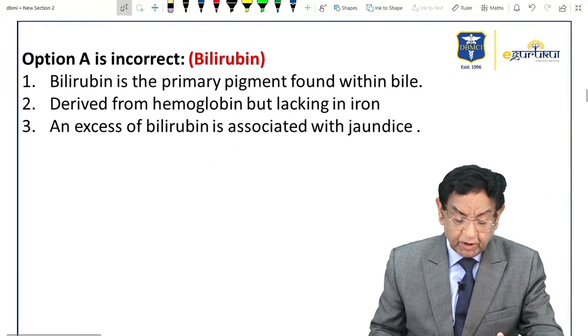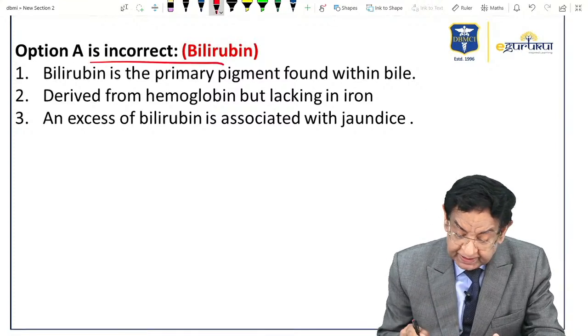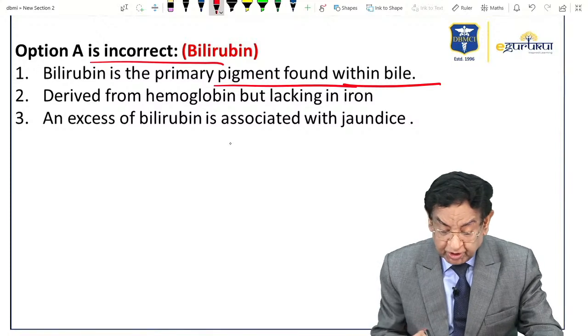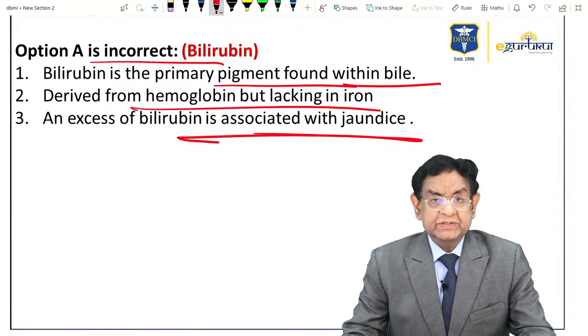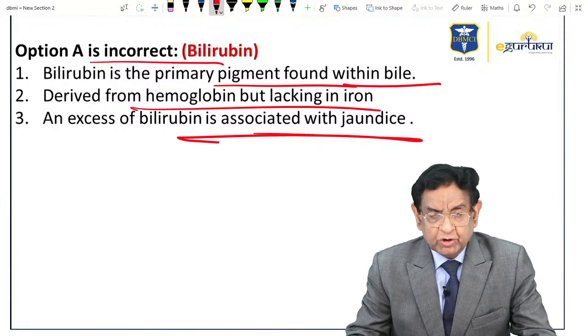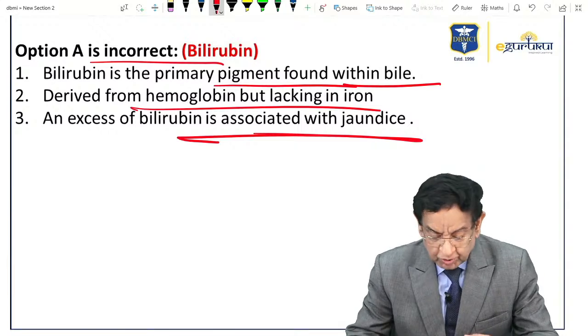Let's look into the other options. Can it be bilirubin? No way. Option A, bilirubin is a primary pigment found in the bile. It is related to jaundice. It doesn't have any iron. So since there is no iron, there is no source for talking about this as hemosiderin. It has nothing to do with iron, so this answer is ruled out.